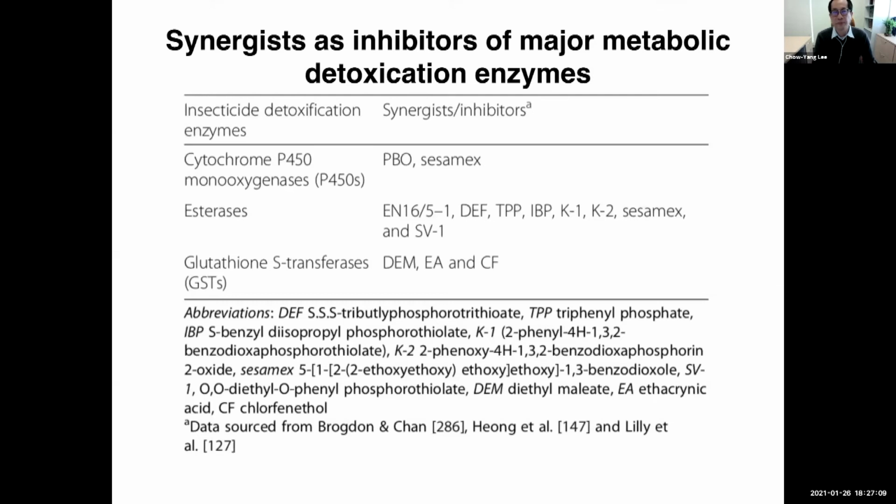For example, piperonyl butoxide, PBO, that is used to inhibit the function of cytochrome P450. In insecticide resistance studies, sometimes we also use DEF, and DEF is actually a fungicide, and that could inhibit the function of esterases. There have also been attempts to use DEM as a synergist to look at GST activity.